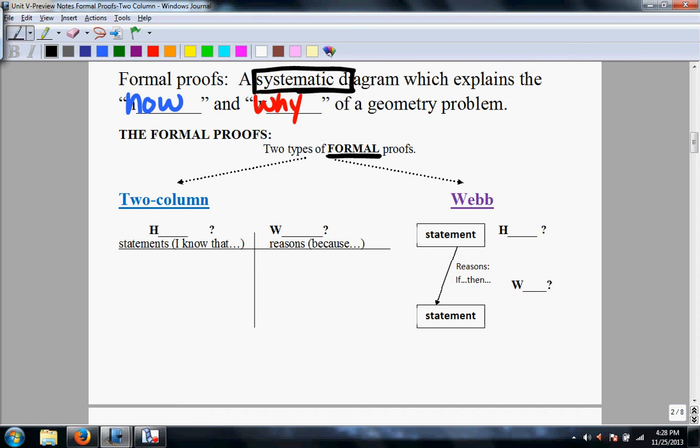One's called a two-column, simply because you have two columns. On the left, you put the how. If you look in textbooks, it's also called statements. On the right, you put the why. In a textbook, it's also called reasons.